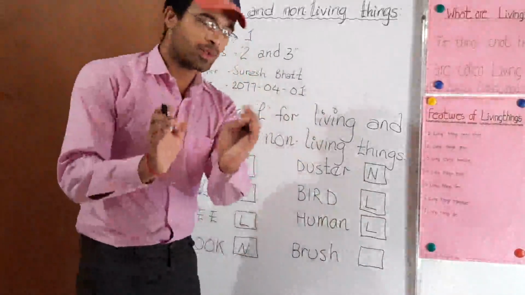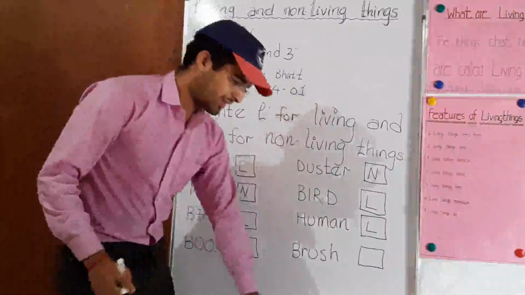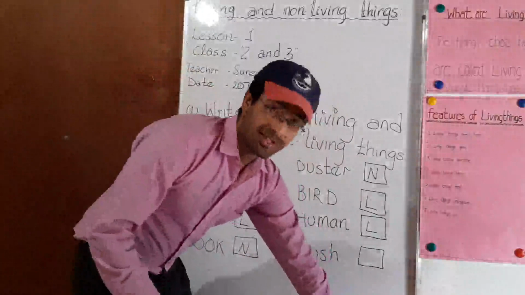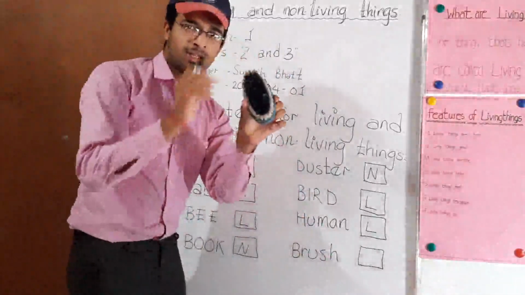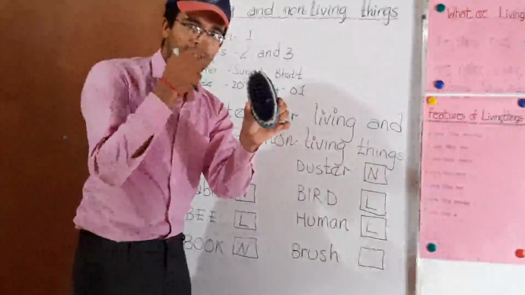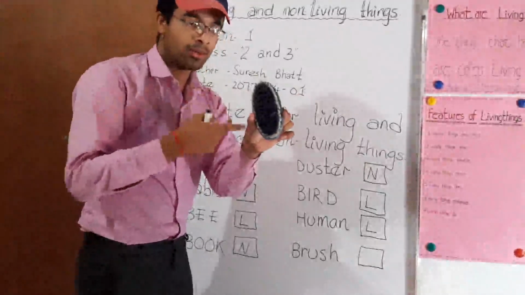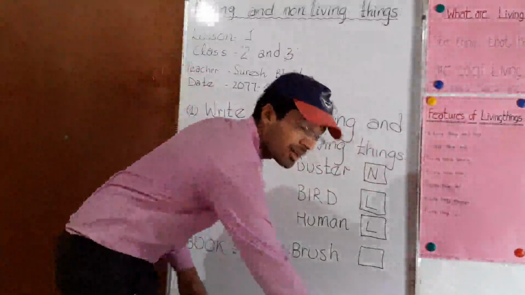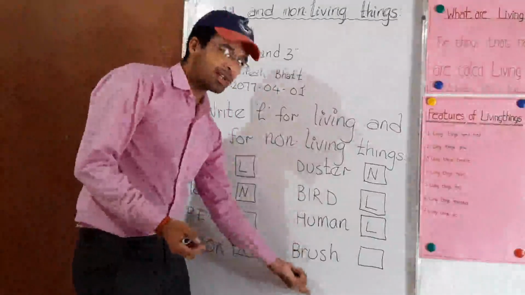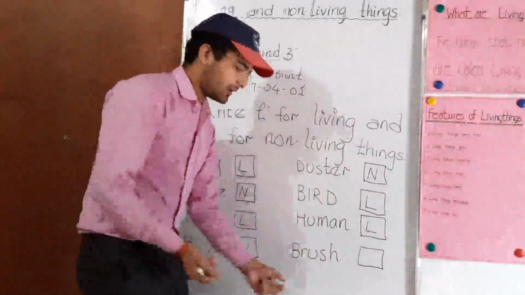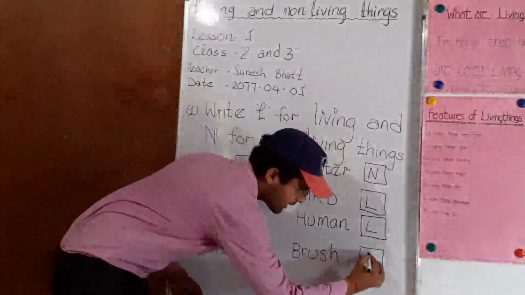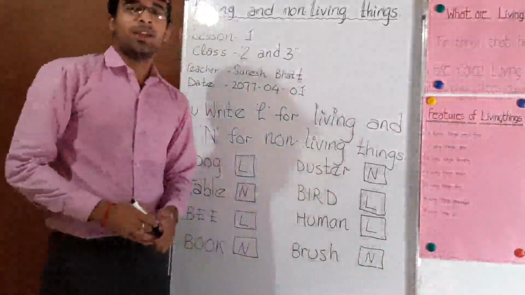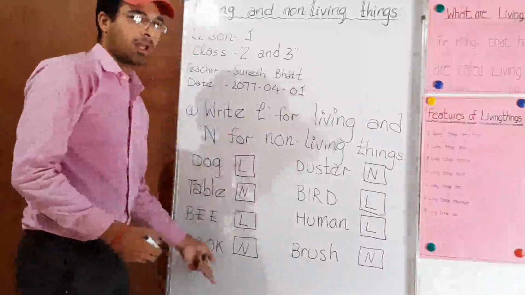Now it's the last question. Here, brush. Like I have an example. This is a brush. Yes? Does the brush have feelings? No. Brush has no feelings. So what do we write here? Can you say? Yes, you can. What do we write here? We write N. Yes, you can. Okay, students, we have done our work.